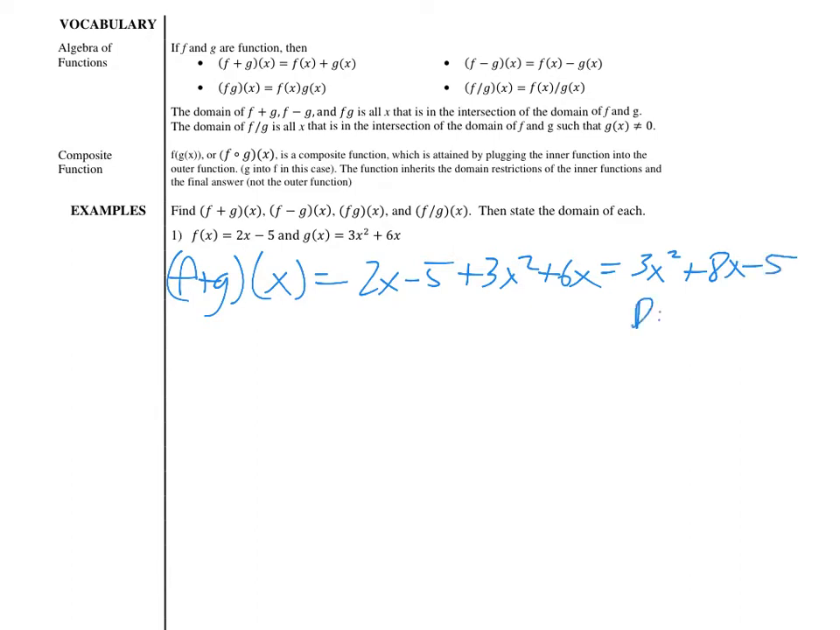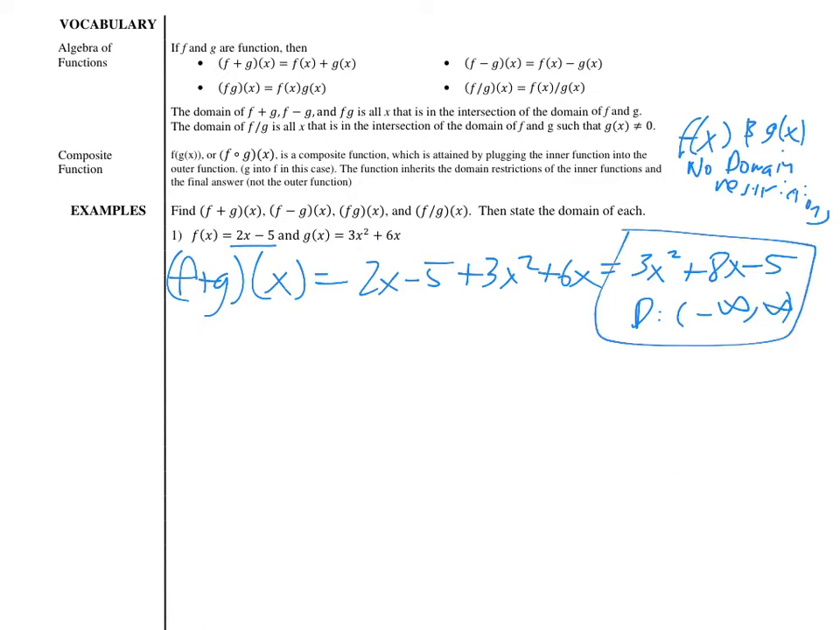For the domain on this, actually I should have listed f of x originally. If you look back at this one, no domain restrictions. We have no radicals and no denominators. So that's what we need to be looking at. And then in this case, g of x as well has no radicals and no denominators, so I don't need to worry about that. So the final answer also has no radicals and no denominators, so we're going to say the domain is negative infinity to infinity. All right, next up we'll do f minus g of x.